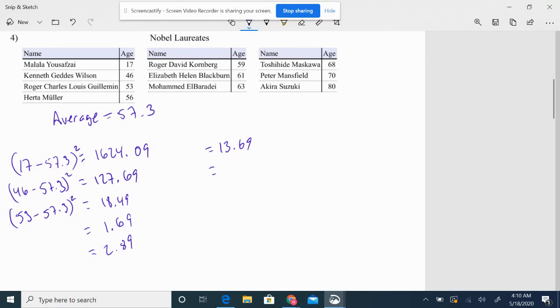For my next number, I have 32.49. For my next number, I have 114.49. For my next number, I have 161.29. And for my last number, 80 minus the average squared gives me 515.29.